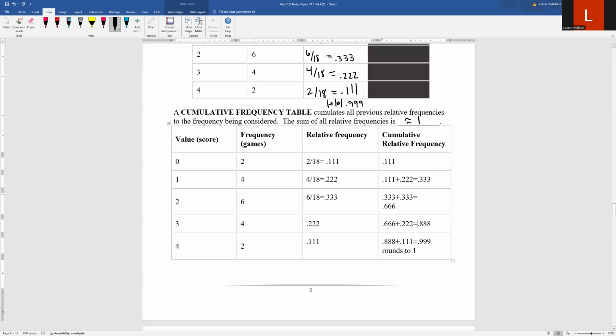Then we keep doing that. You bring down the new total, you add the new probability to it, and you get 0.888. Notice that once I get to the last row, it's 0.999, which rounds to 1. So your final answer in that cumulative relative frequency is that you should be ending at 1, essentially.